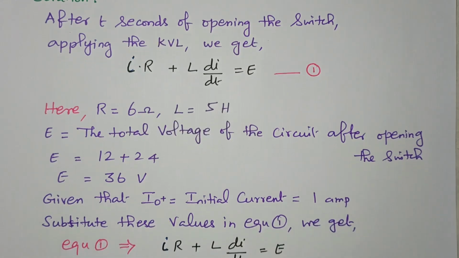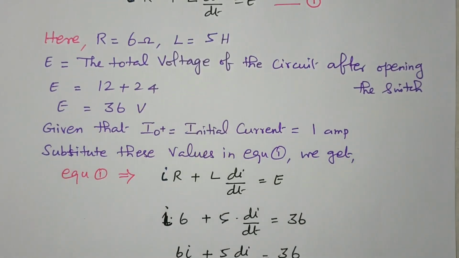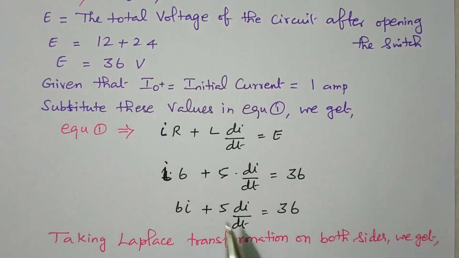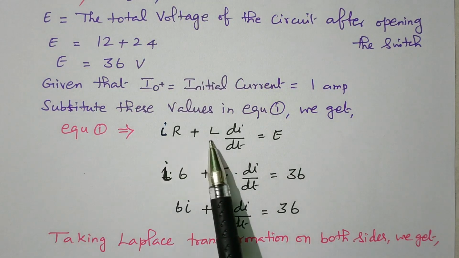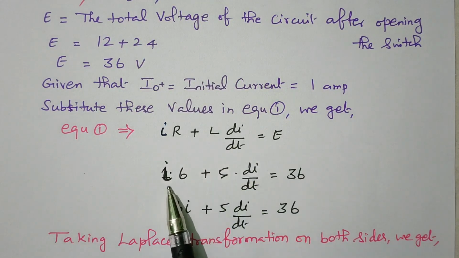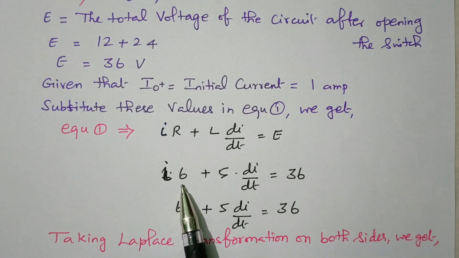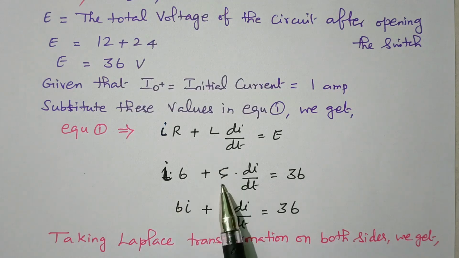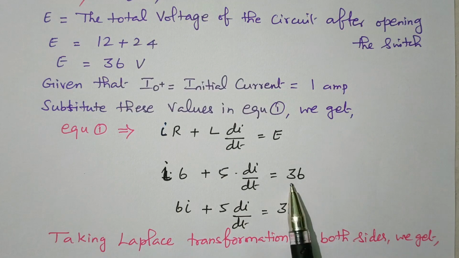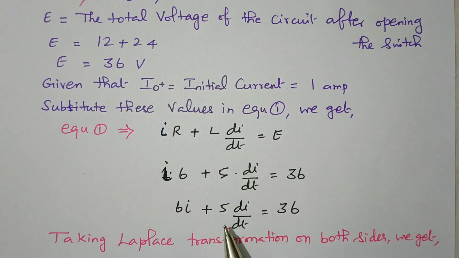Now we'll substitute all these values in equation 1. So I into R plus L di by dt equals E. The R value is 6 ohm, the L value is 5 Henry, and E is 36. That is 6I plus 5 di by dt equals 36. Now we need to take the Laplace transform on both sides, so that the t domain will be converted into the s domain.